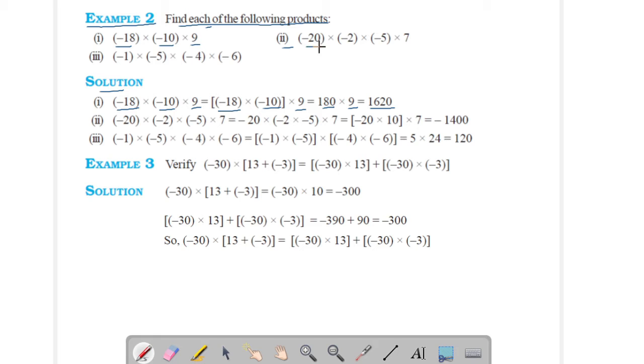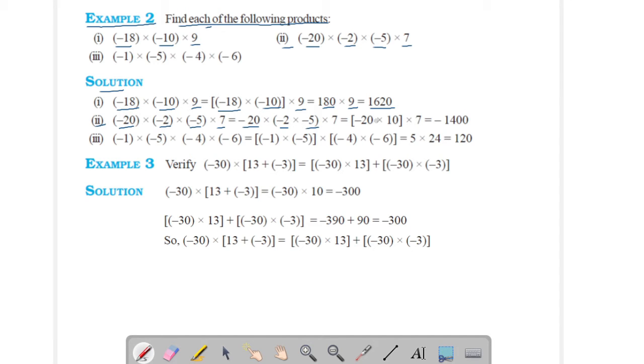It is minus 20 into minus 2 into minus 5 into 7. Here see the solution of second part. It is minus 20 into minus 2 into minus 5 into 7. So let us multiply last three terms together. Here we have multiplied negative two terms together.